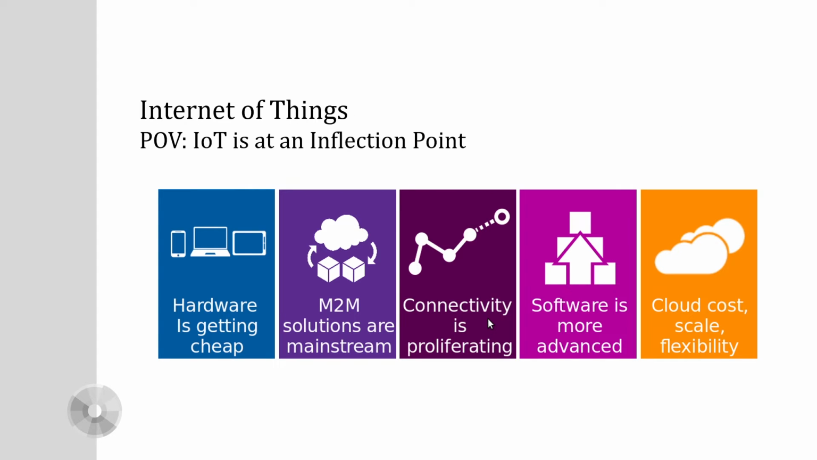Next, let us see the inflection points of an IoT. Hardware is getting cheaper, and machine-to-machine solutions are mainstream. Connectivity is proliferating. Software is more advanced. Cloud cost, scale, flexibility, all these are the main advantages and inflection points of the IoT.